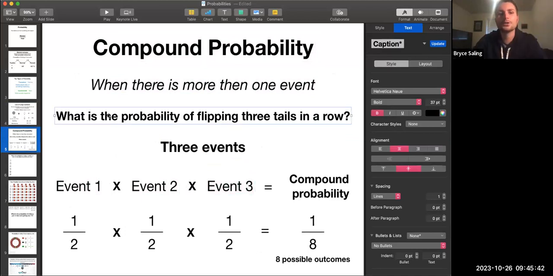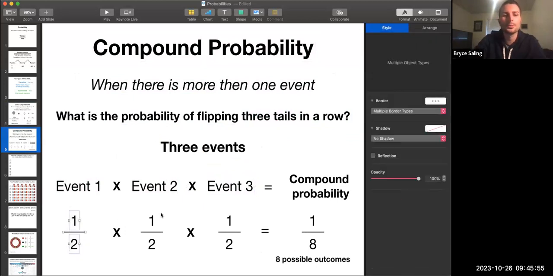So if you look at that, what is the probability of flipping 3 tails in a row? All right, so that's why there's 3 events. 1, 2, 3, 3 tails, 3 events. And you're just going to do your wanted over total 3 times. Because it's the same thing, our event 1, 50% chance, 1 out of 2 times 1 out of 2 times 1 out of 2.